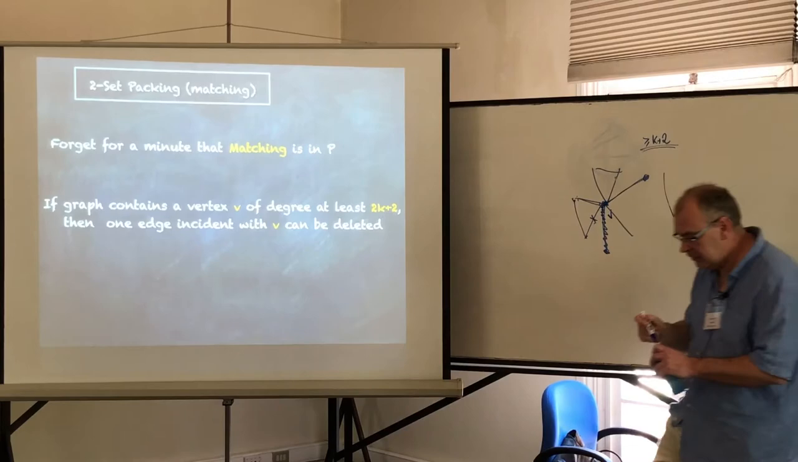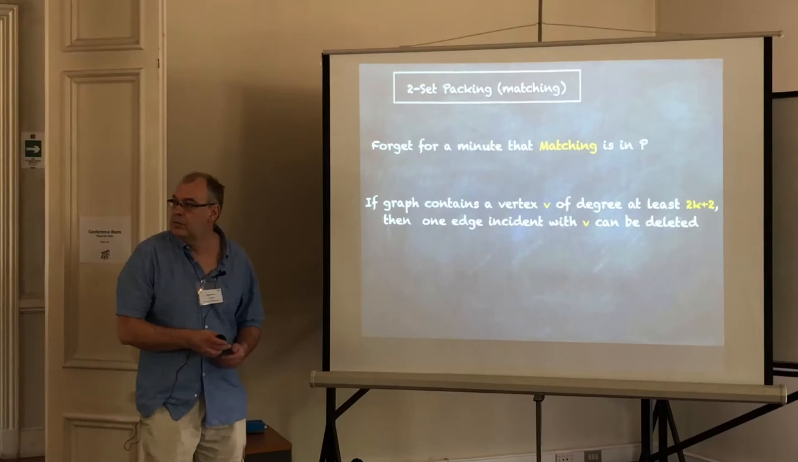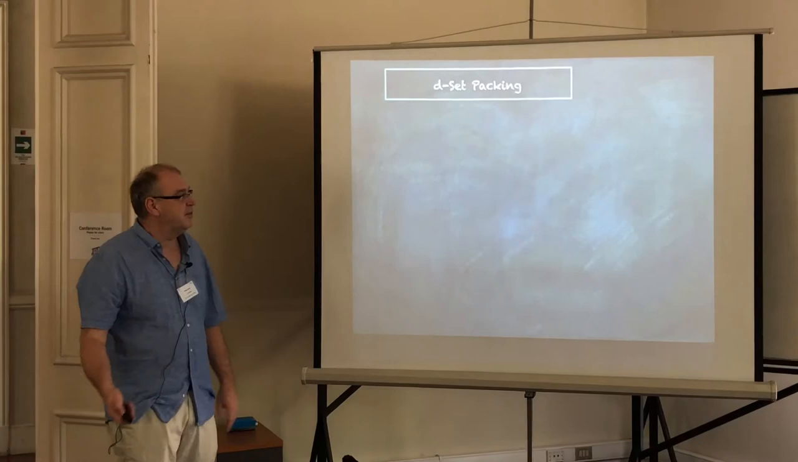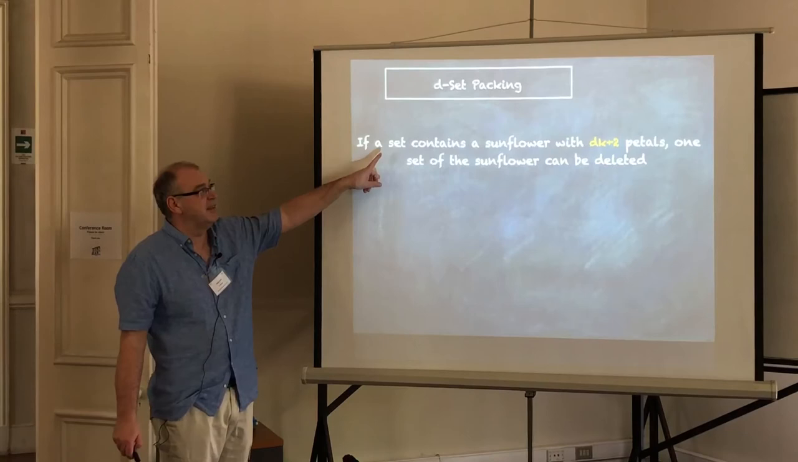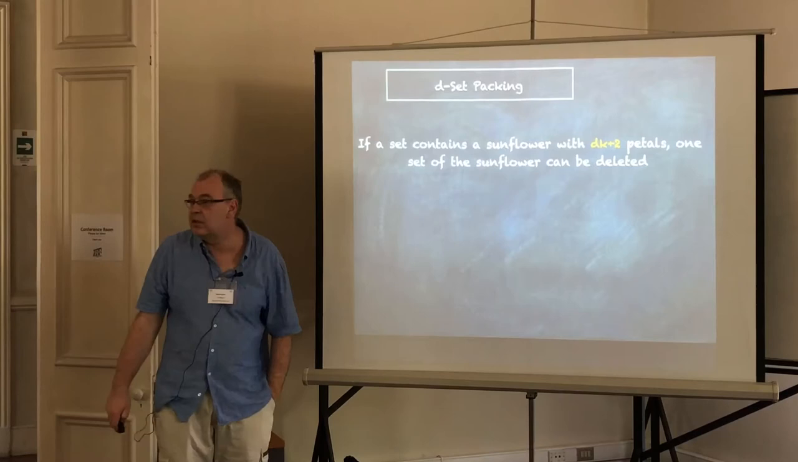This means if I have a vertex of high degree, I can always decrease its degree by removing one edge, and nothing will be changed. Agree? Okay, but once we realize what's happening for matching, it's very easy to see what's happening for d-set packing. If my family contains a sunflower with at least d times k plus 2 petals, exactly the same arguments apply. One of these sets can be deleted.